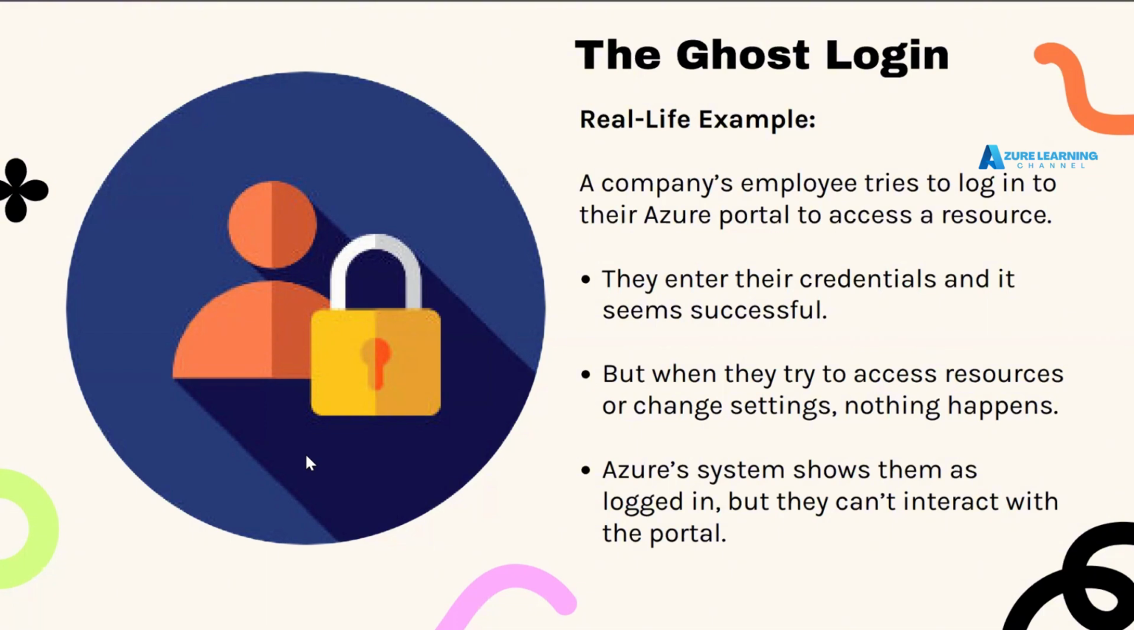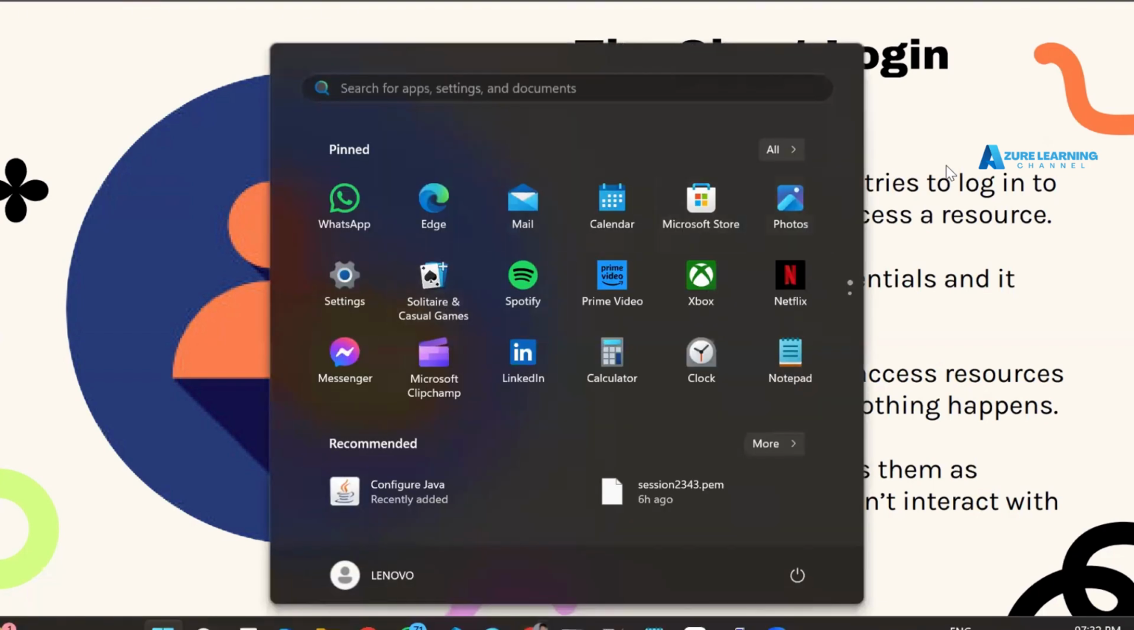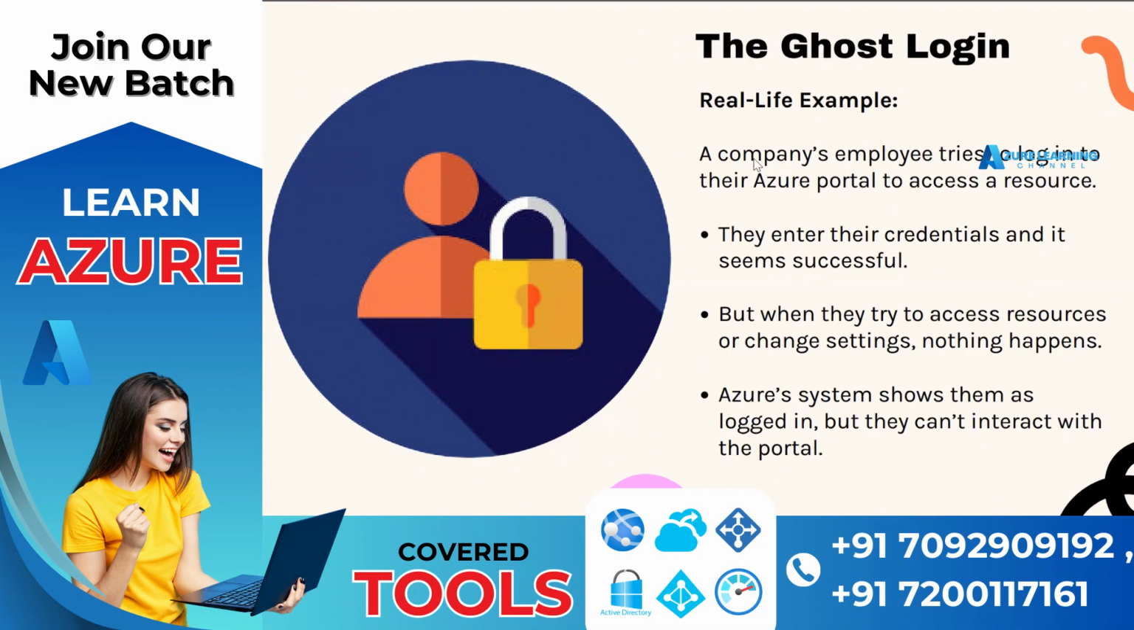So when would this happen? To get a proper idea, I took a scenario. A company's employees try to log in to their Azure portal. Just before, I described one scenario, right? The systems show them as logged in, but they couldn't interact in the portal. So what is this issue? The thing is, their credential is logged in, but sometimes the session would expire. So this was the issue.